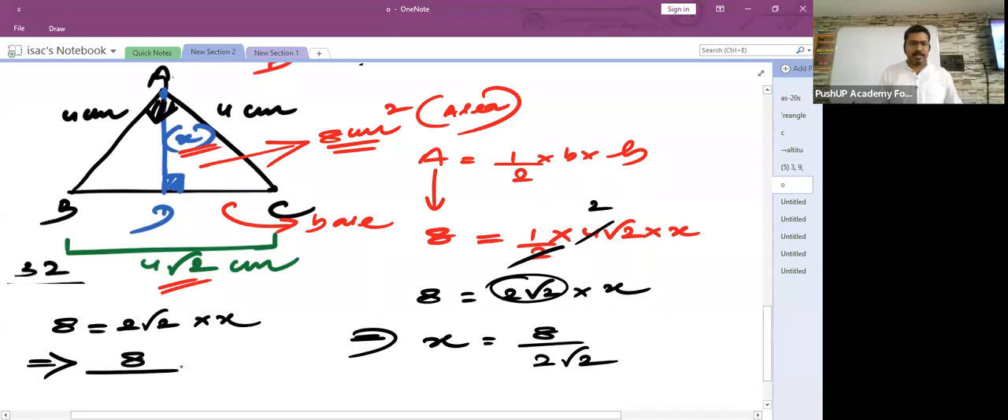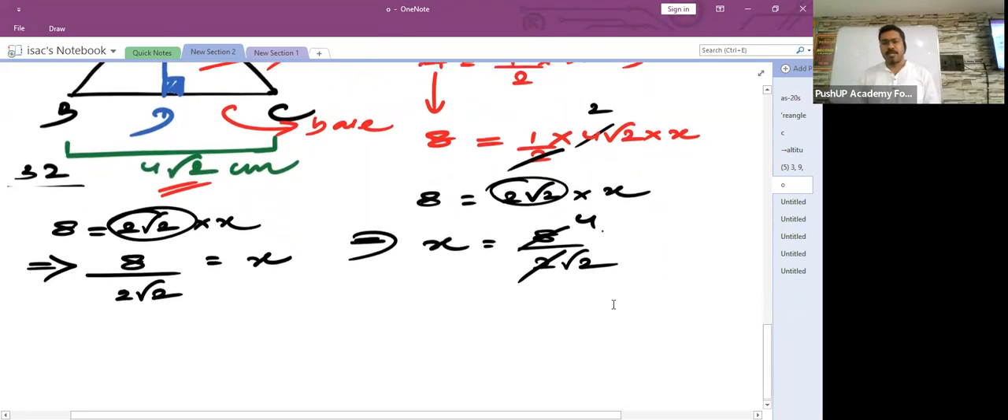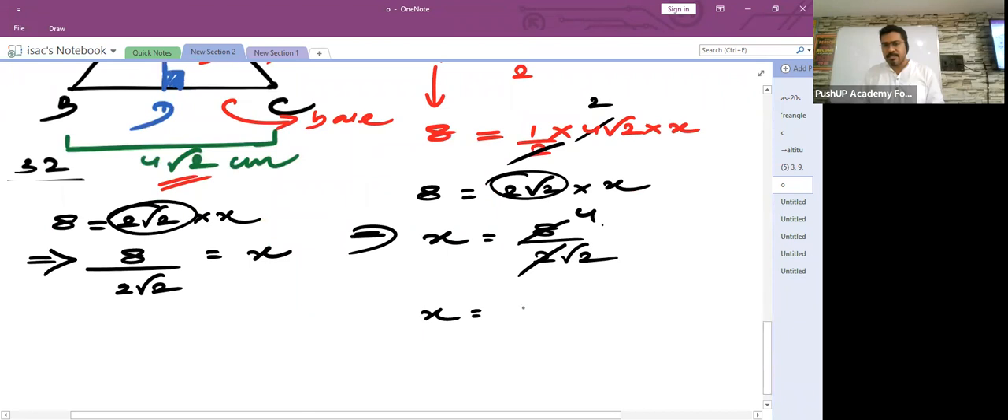In the very next step, what will happen? This 2 root 2 from the right side will go where? To the left side denominator. So it becomes 8 upon 2 root 2 is equal to X. Understood? This is what I wrote here. X is equal to 8 upon 2 root 2. Further, can we simplify this? Yes. 2 ones are 2 and 2 fours are 8. So we end up getting X is equal to 4 upon root 2.